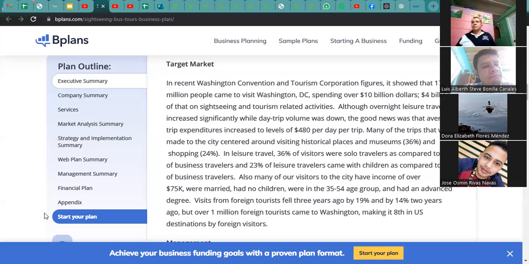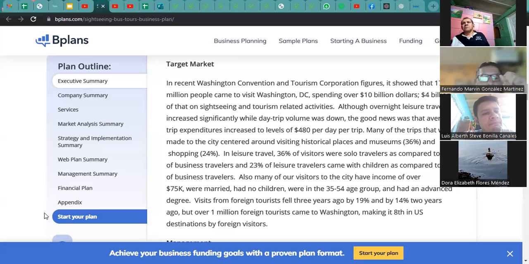And the information in it is interesting. It shows that 17.6 million people came to visit Washington. I mean, if they asked me, would you like to go to Washington for vacation? I would say no, right? Why would I go? But there are many things that you can see there. And it's a very, very popular place for visitors to come.